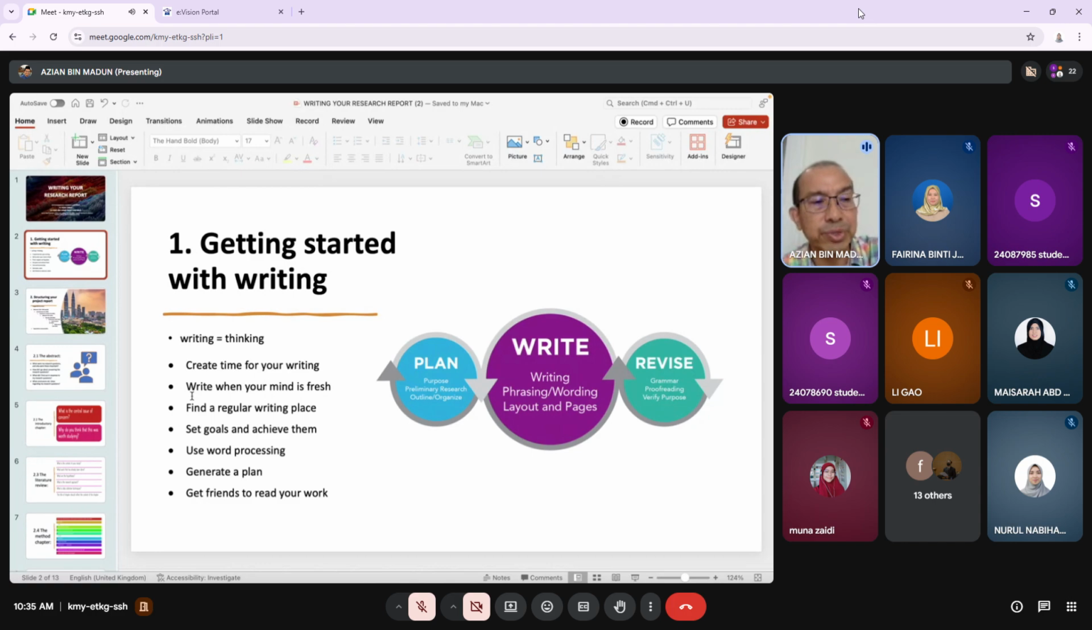However, AI ni ada issue sikit. There is an issue with AI. When I see the way AI writes any documents, they try to make it, I would say, too fancy.